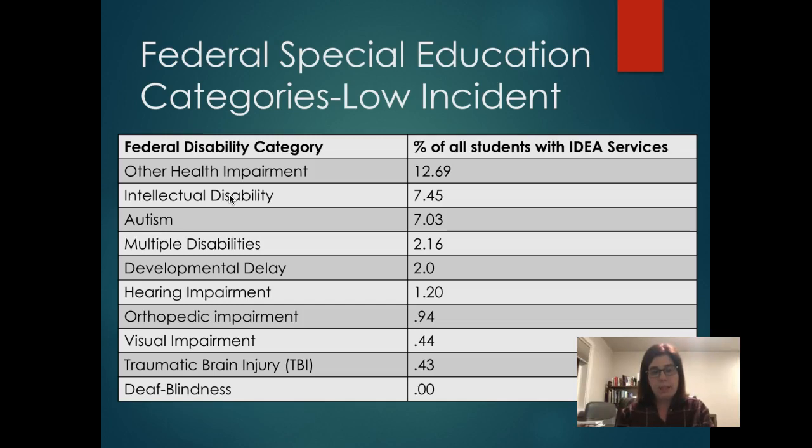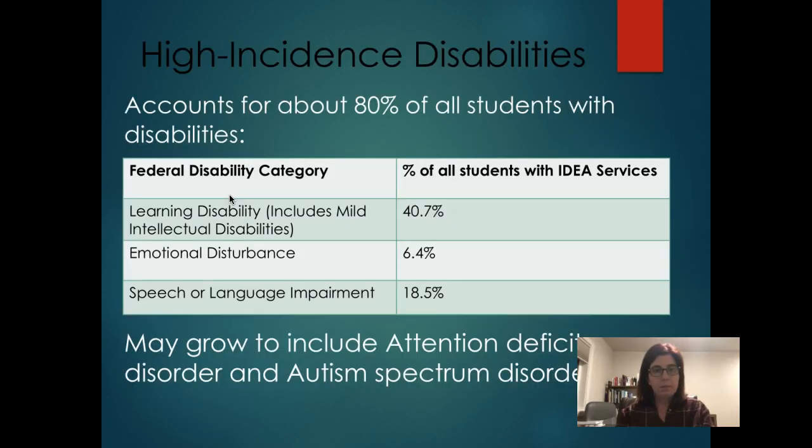So here's a slide that shows you the federal disability category and the percentage of students with that type of service, just so you can get a sense. And that was for low incidence disabilities. For high incidence disabilities, those account for about 80% of all students with disabilities, and you can see the breakdown there.